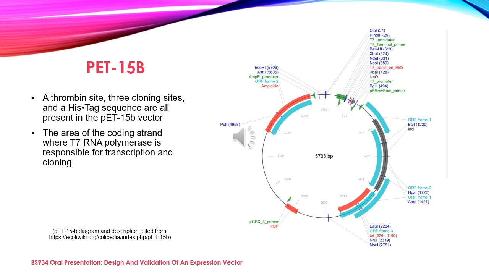pET15B is a bacterial expression vector normally found in E. coli. It has a cloning site, 3 cloning sites, and a histag sequence. It also has a restriction site called R1 and an ampicillin resistance, meaning that it can grow when there's presence of ampicillin in the dish in laboratories. There are many findings which state that pET15B can be used for TSPO.